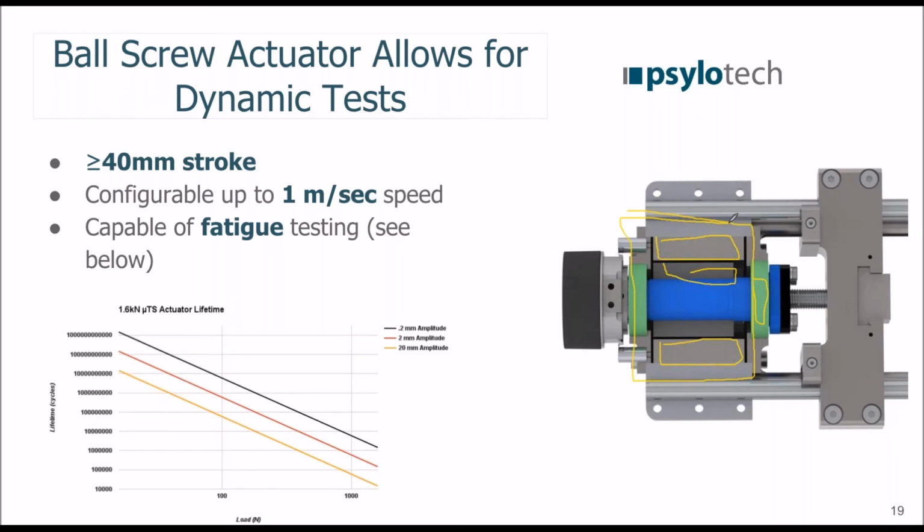So it saves us space. We can fit into small microscope chambers, but it also gives us a lot of speed and force capacity. Depending on the configuration, it could be up to 1 meter per second. You lose some load capacity there, but it's very fast. And we can actually handle fatigue loading depending on the load and the number of cycles. You get the amplitude of that frequency that you'd be able to run.